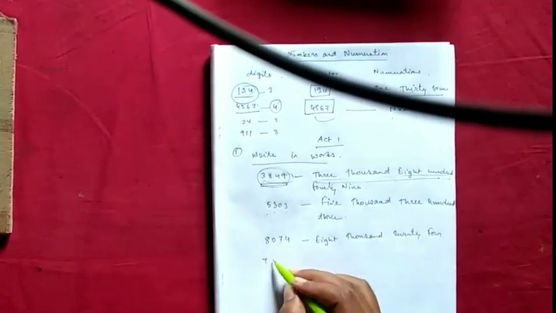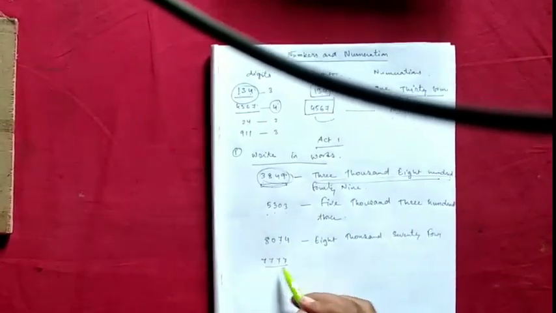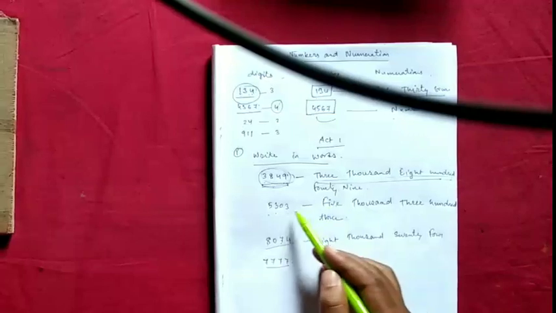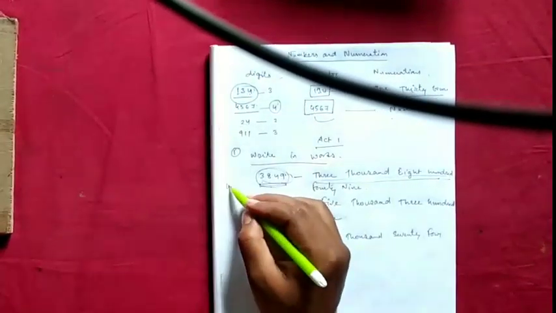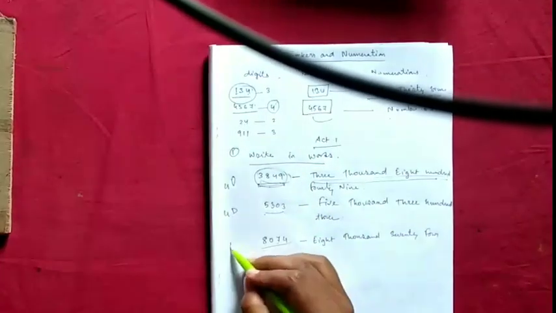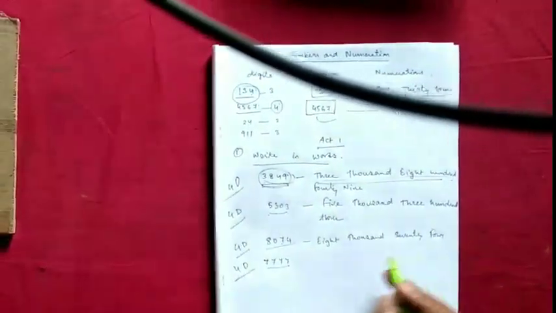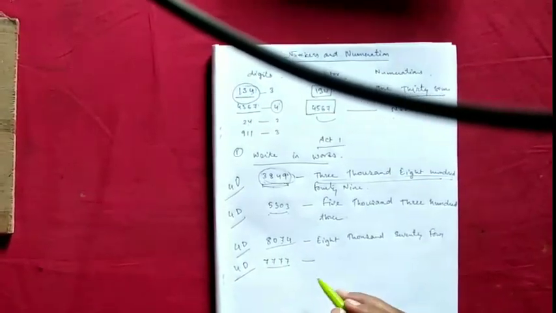Next, the last one is 7777. Four sevens are there. How many digits? Four digits. 4D means 4 digits. All are 4 digits.